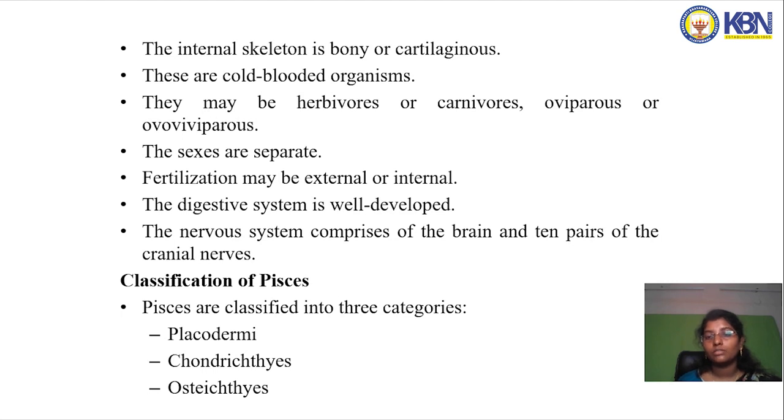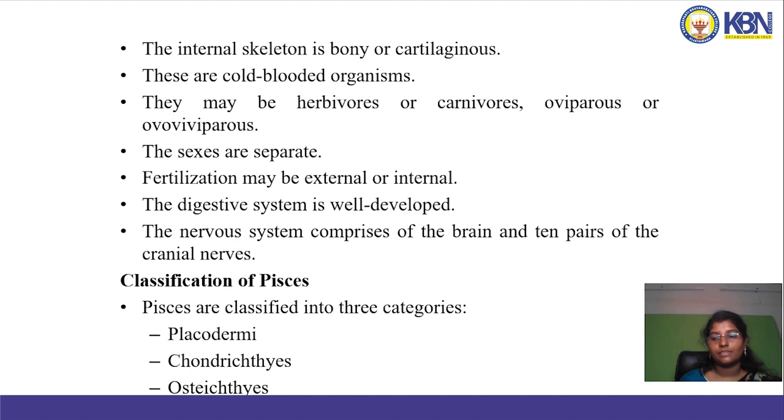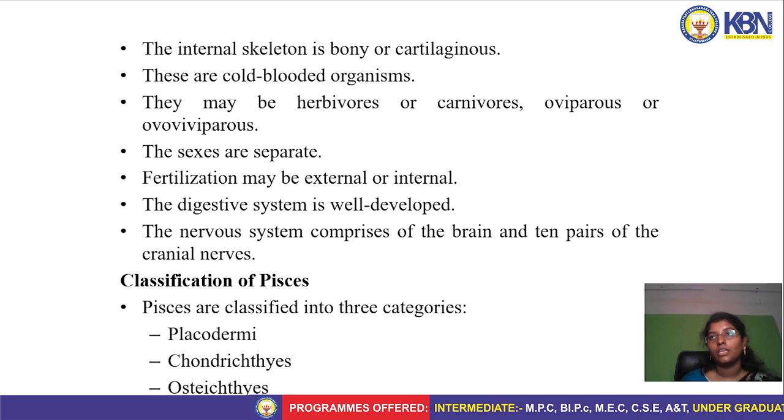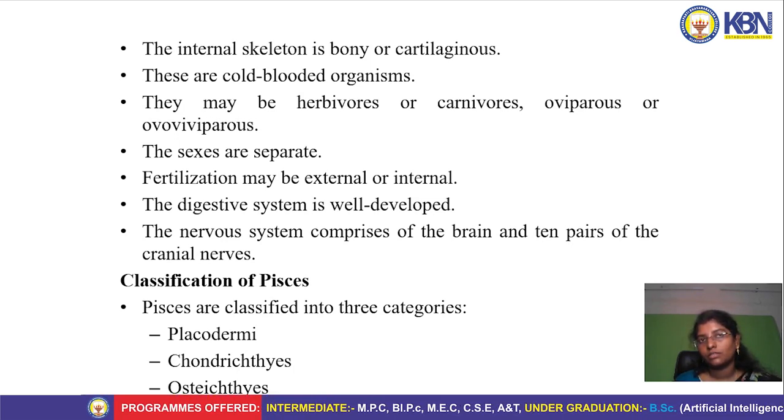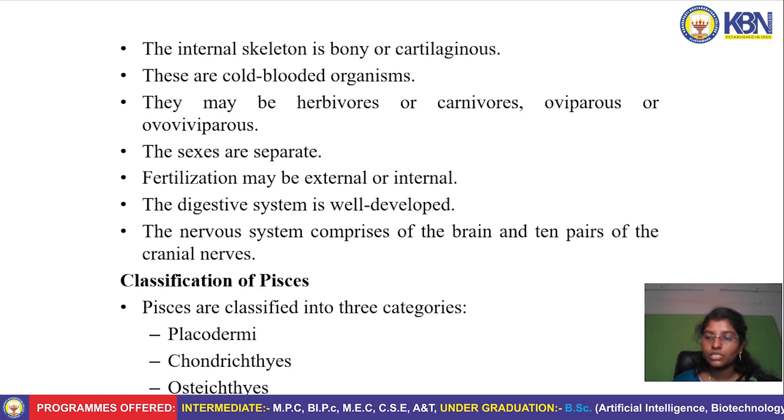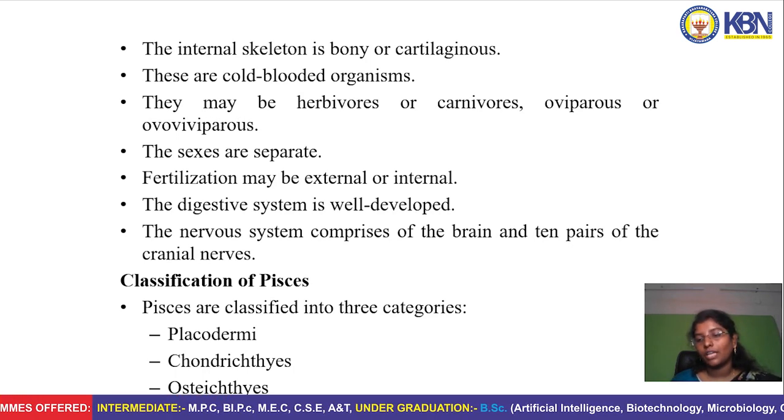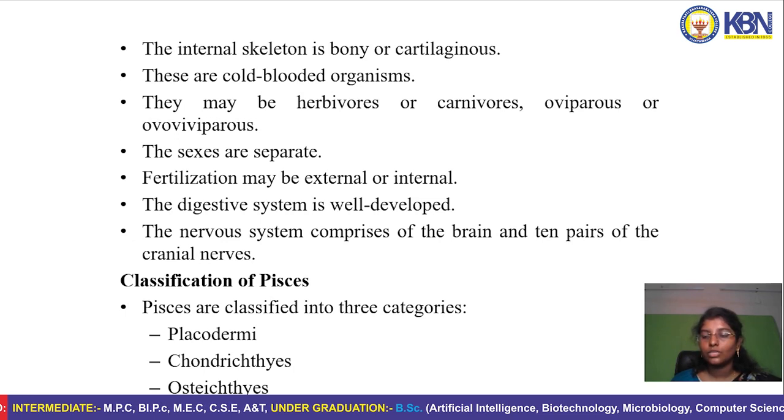They may be herbivores, carnivores, oviparous or ovoviviparous. Next, the sexes are separate. As I said, sexes are separate means male fish will be different and female fish will be a different organism. Next, fertilization may be external or internal. Fertilization may occur in water; if the fertilization is external, the male fish will secrete sperms into the water, and the female fish will excrete eggs into the water.